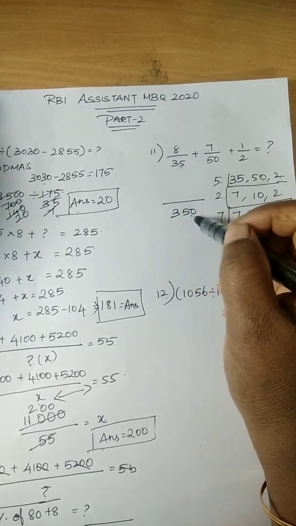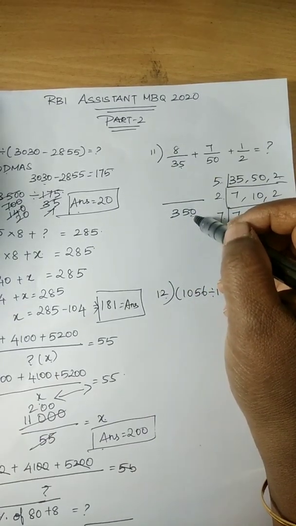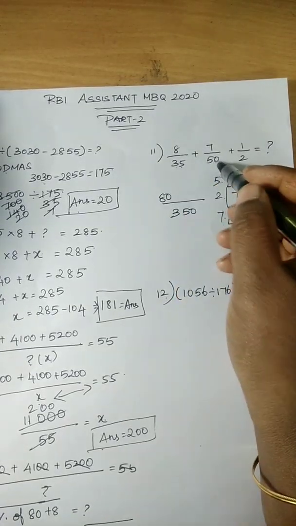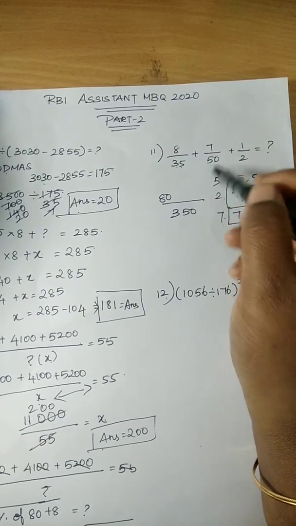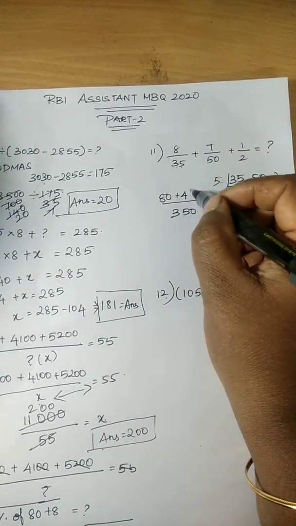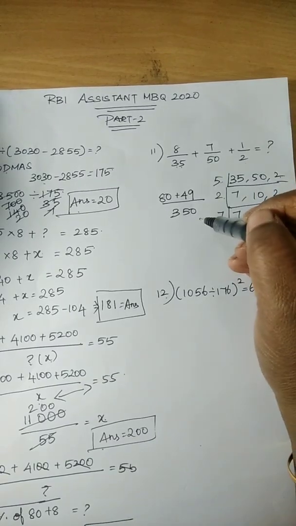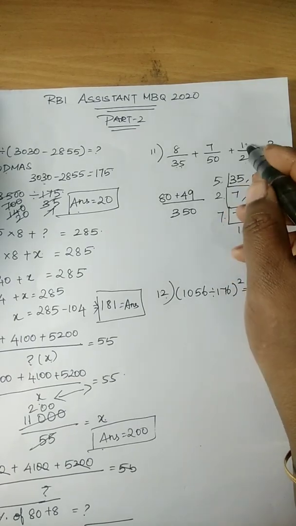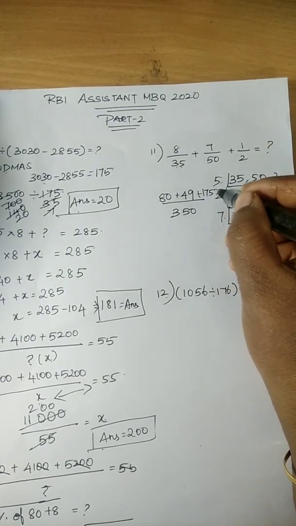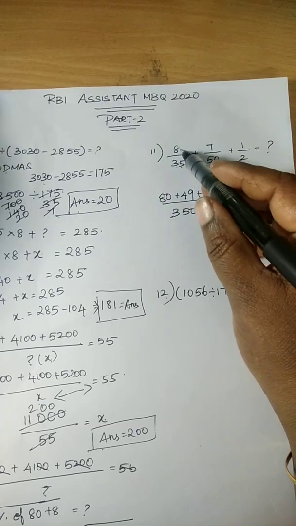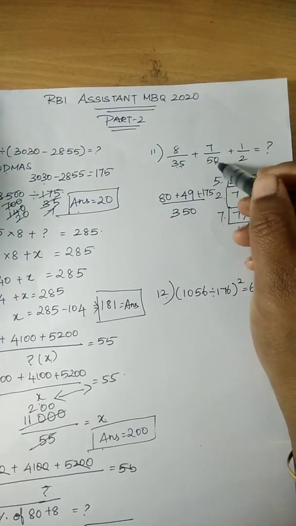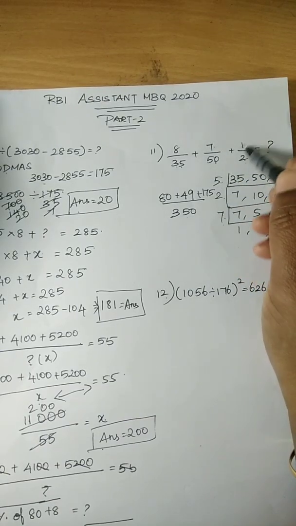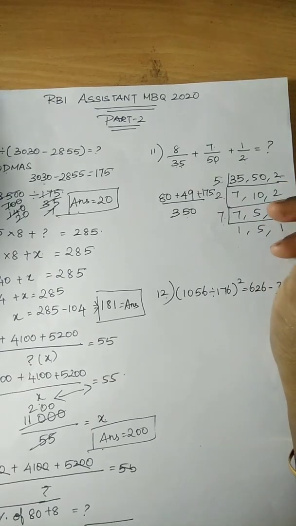So 35 into 10 are 350. 10 into 8 are 80. 50 into 7 are 350. 7 into 7 are 49. And then 2 into, let's divide by 175, 175 into 1 are 175. Can you understand this sum? So 35 into 10, then 10 into 8. 50 into 7, then 7 into 7. 2 into 175 is 350. So 1 into 175, same 175.